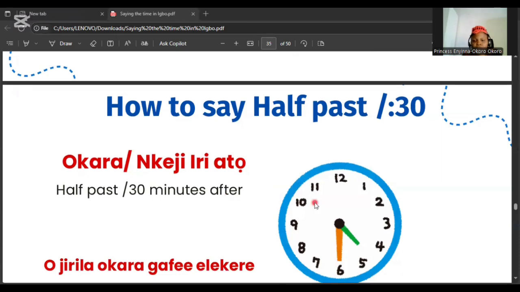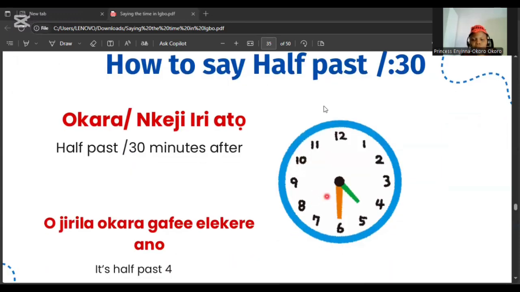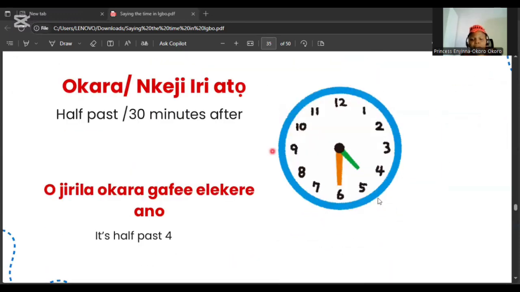So let's use this clock as a case study. In this clock that is on my screen, I believe you can see it, it's 4:30. So we can say, ojirila okara. Gafe elekere ano. It has used half to go past 4 o'clock. That's the layman translation. It means in normal English, it's 4:30. Ojirila okara. Gafe elekere ano. It means it has gone past 4 o'clock by half.